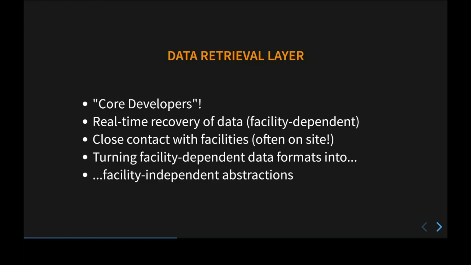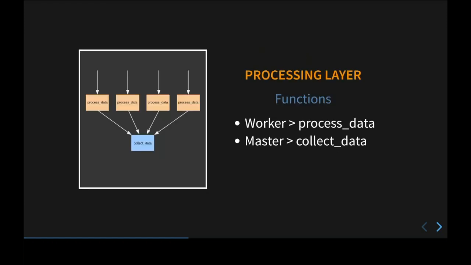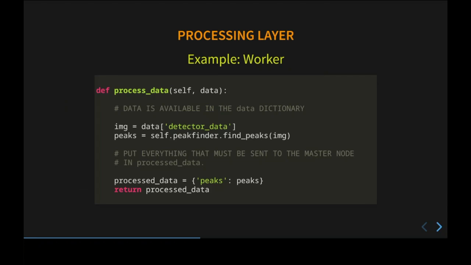And then people can work only at the parallelization layer, and they just have to write two things. One function, process data, which is executed on the workers every time data is retrieved from a facility. And another, collect data, which is executed on the master where data is received from the workers. Just a very quick example, this function could look like this. So process data contains this Python dictionary that exposes the data extracted from the facility. Suppose that you have a peak finder, you can find the peaks. You put it in a dictionary, you return that dictionary.